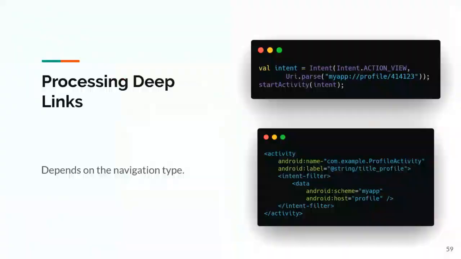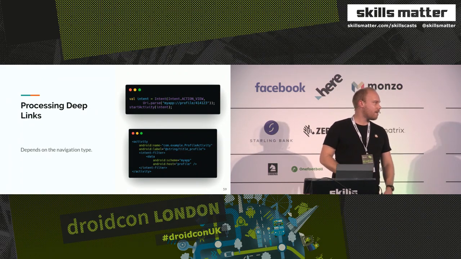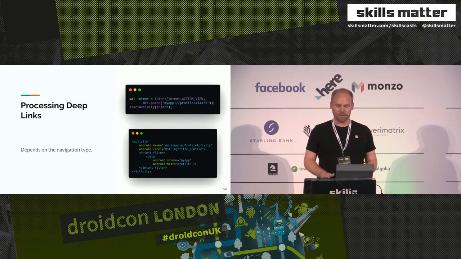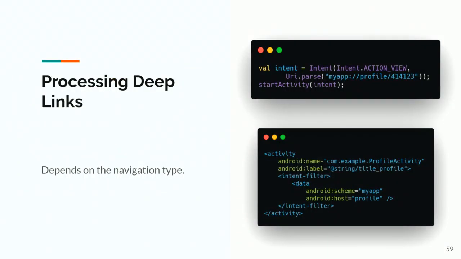If we take a look at how we can process deep links, we need an entry point. In an Android app, this would be an intent filter. The next thing depends on the type of navigation that we want to execute. If we have a multi-activity application, each activity can define its own intent filter. We can have, for example, just a host and a scheme, and this should be enough in this case to identify, okay, we are looking at a profile.